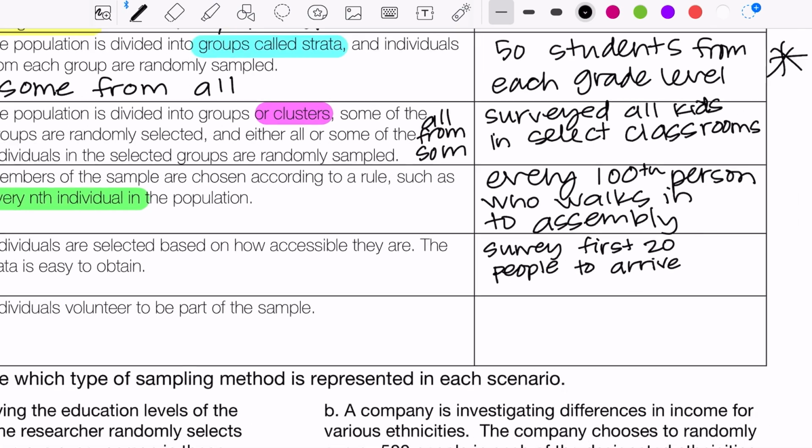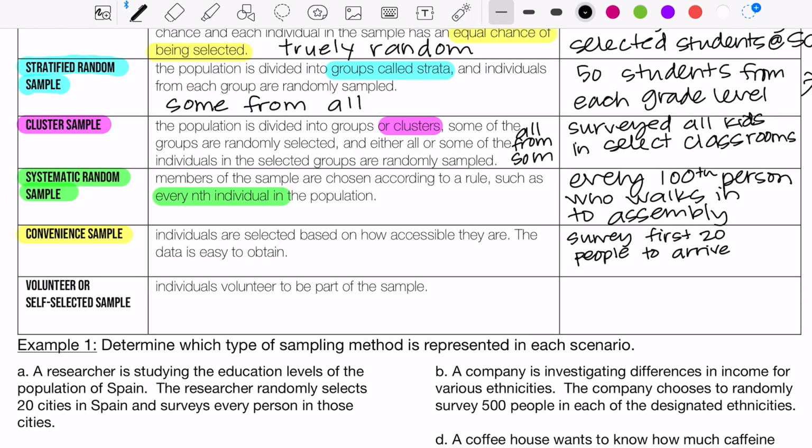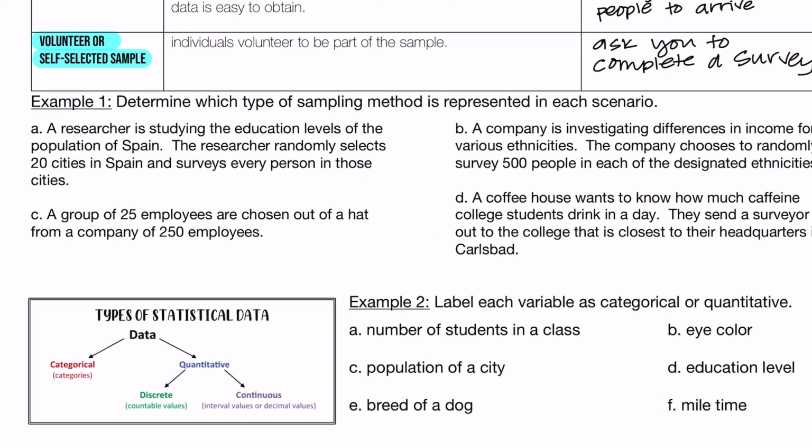Okay, and then the last one is the volunteer or self-selected, and this is a lot of times what you would get when you get a survey and you choose to respond to it. So you basically volunteer to do that, and it's something like if they ask you to complete a survey on Yelp or something like that, or your doctor's office asks you to complete a survey. So that is volunteer or self-selected. You can use either term for that.